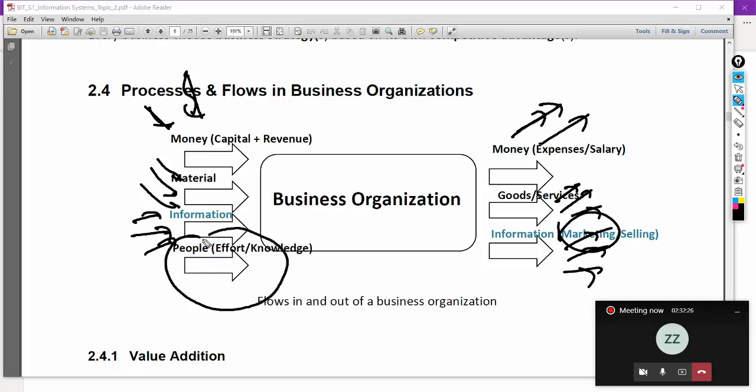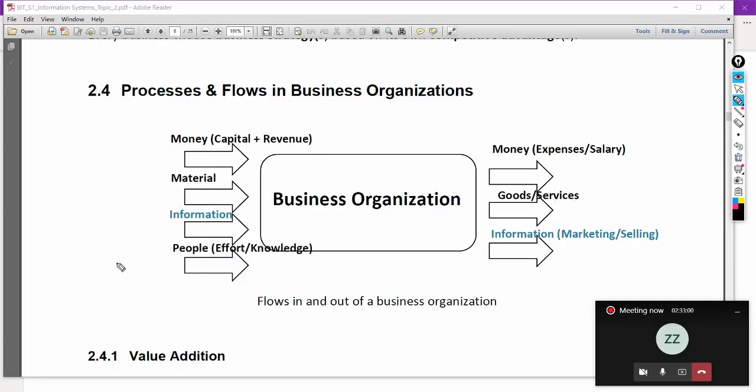Of course, people are coming to your organization. We can't say going out, because some of the people will resign from your organization and go join some other business organization. But of course, we have to have some people coming to your organization, because they bring some knowledge and also they do some manual labor, right? So likewise, there's a flow of people as well, and of course they can leave your organization and join some other business organizations as well. Okay, so these flows are there: the money, material, information, and of course the people.